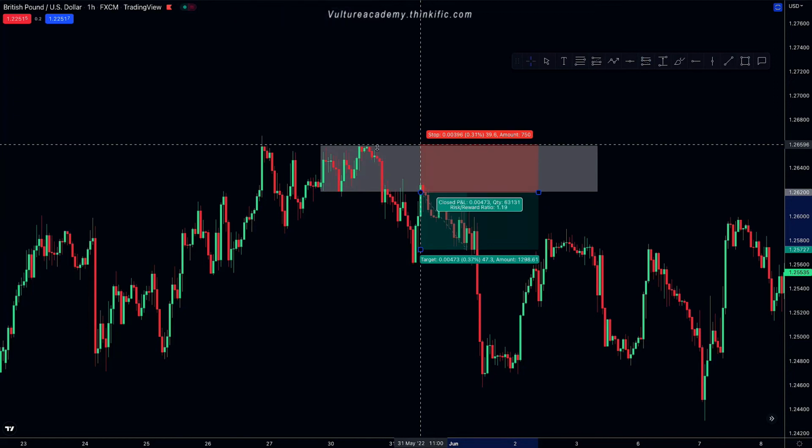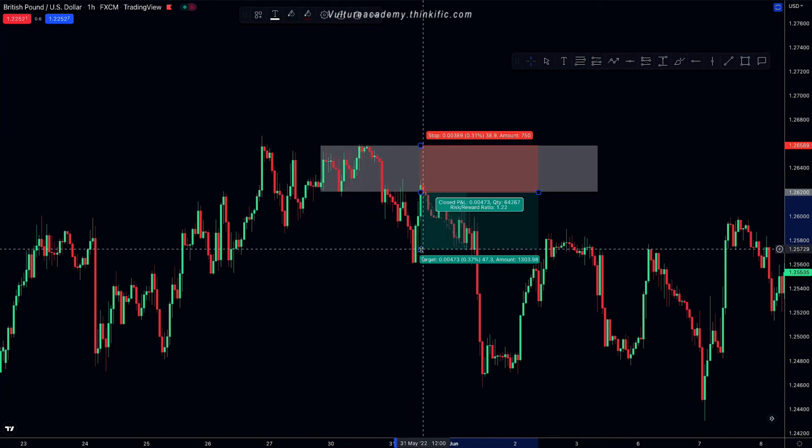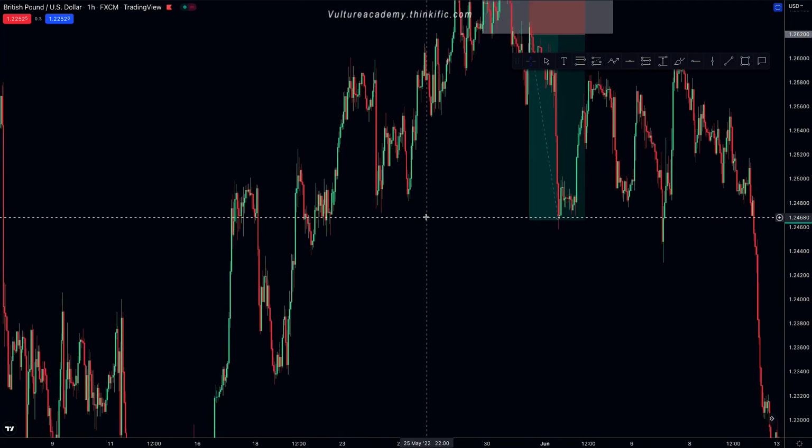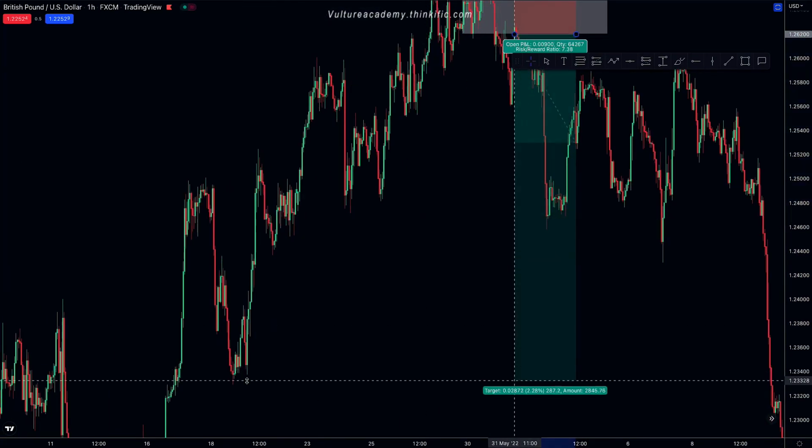Our stop loss would either go above this high right here or these internal highs, as that is something we will go over in future videos, or you can check out our course for that. So our target will be trendline liquidity, which is this low right here.